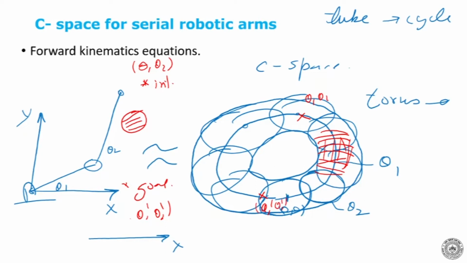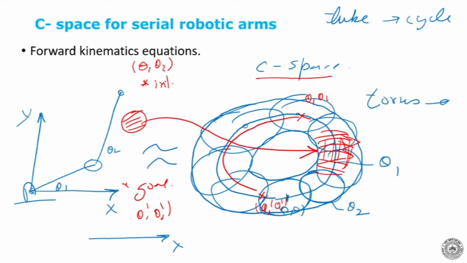So when I'm finding a path, I have to find a path which is going to go like this. Okay, and if there's an obstacle, it cannot go from here. So the path planning is being done on the surface of a torus. Okay, and the C-space of this serial arm is a torus. So the object is going to become like this now.